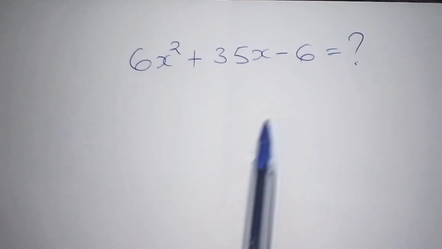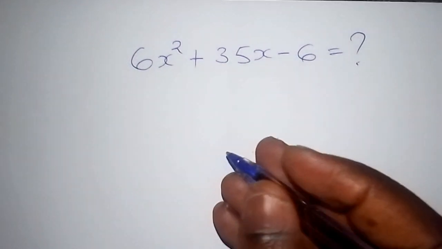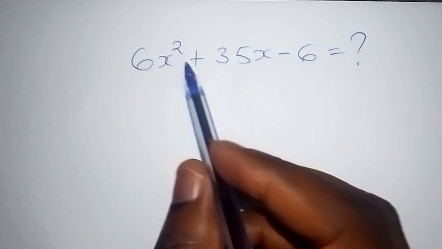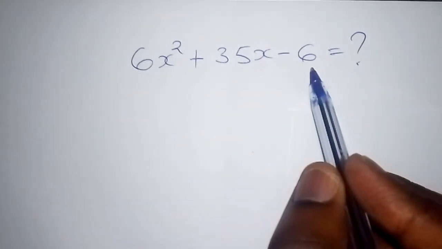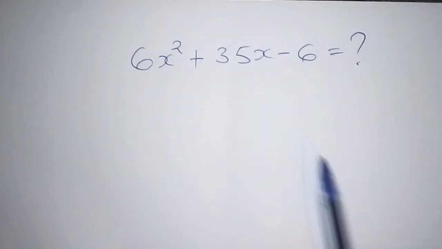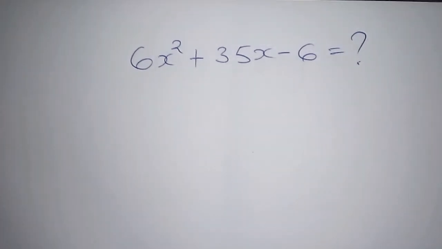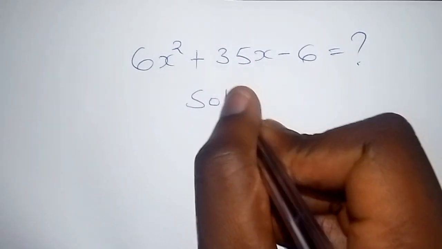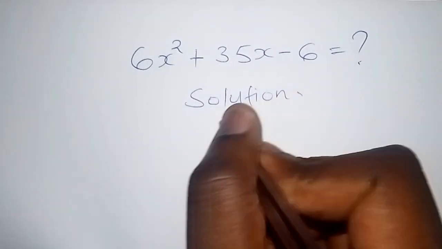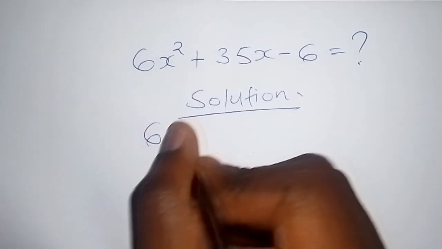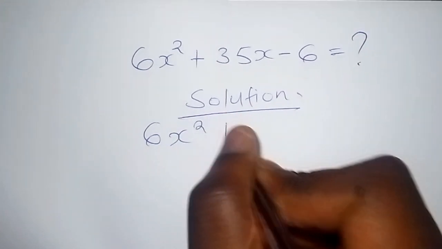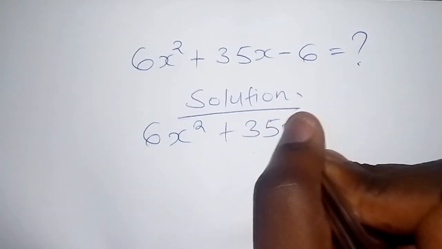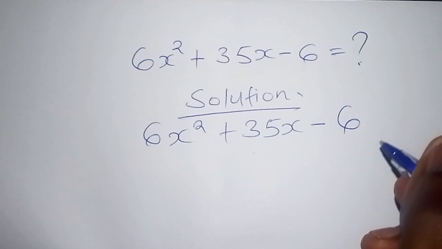So let's learn something and start. Let's begin with the solution. We have 6x squared plus 35x minus 6. How are we going to simplify this maths problem? This is how we are going to simplify it. So let's start with the solution. Now we shall have our solution there. We say we have 6x squared plus 35x minus 6.